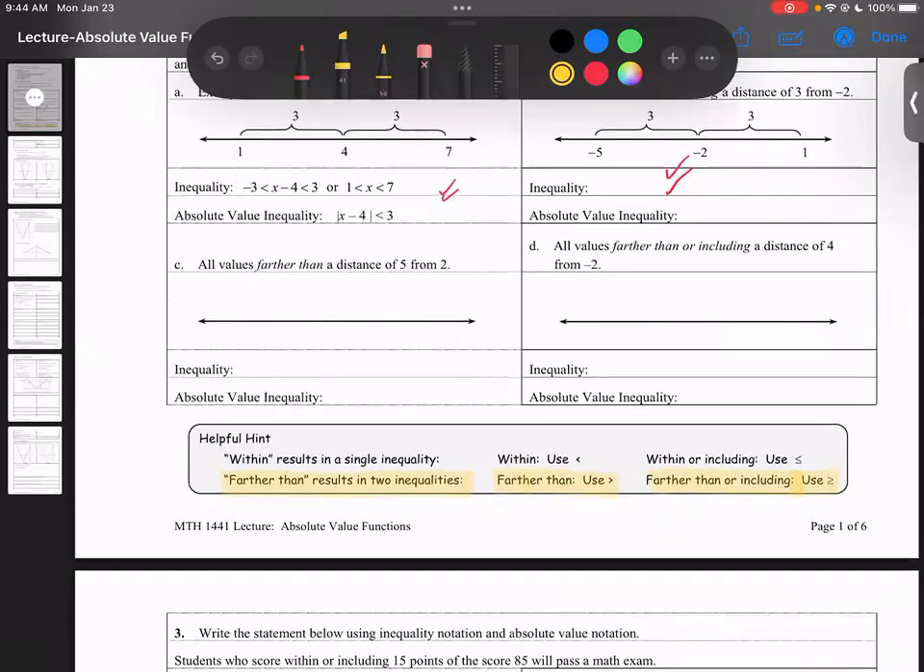So let me highlight here, farther than a distance of 5 in yellow, and then from 2. So that means your center shifts, right? It's no longer 0, no longer x minus 0. It's gonna be x minus 2, right? x minus h here is 2, so x minus 2.